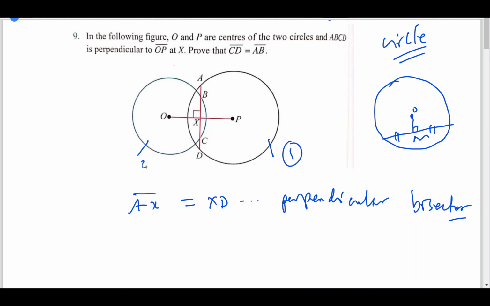And when you consider circle number 2, we are going to say that BXC equals XCC. The same reason, because we have a perpendicular bisector passing through the center, so the chord is going to be divided into two equal parts because we had a perpendicular bisector.